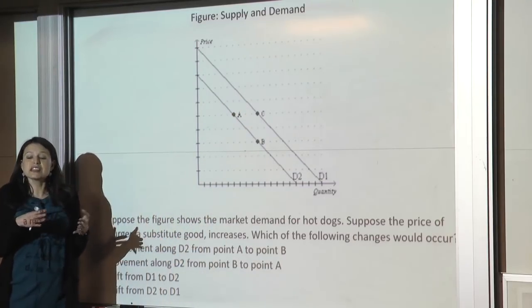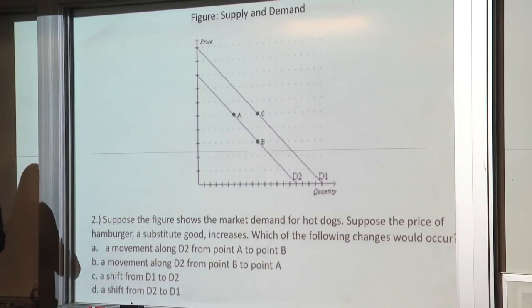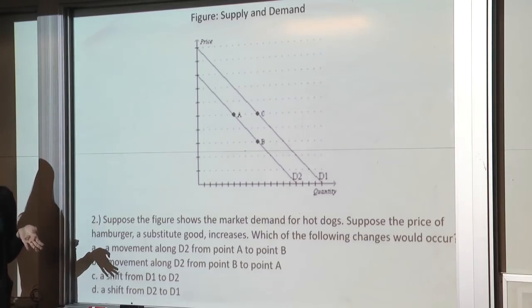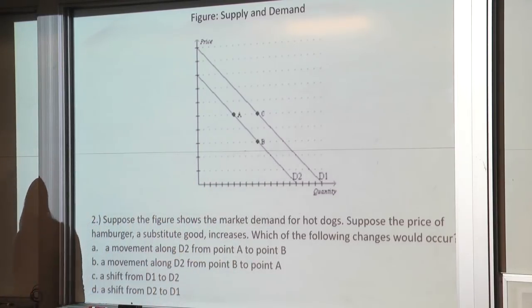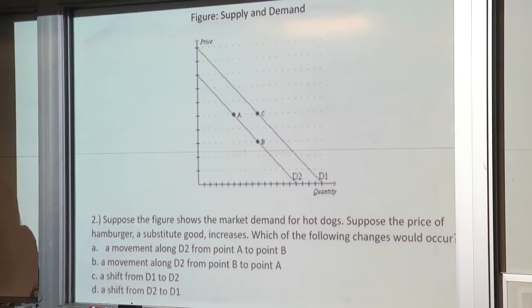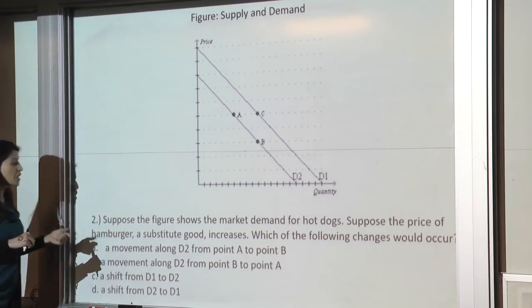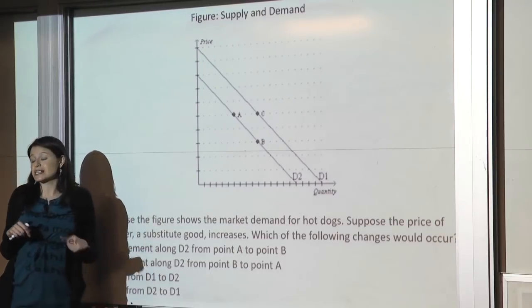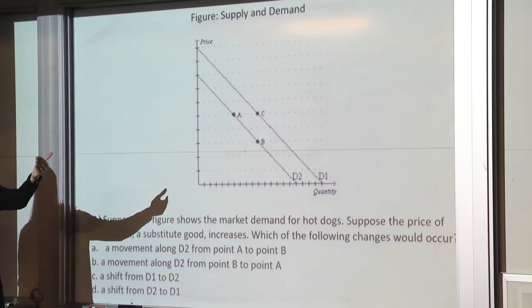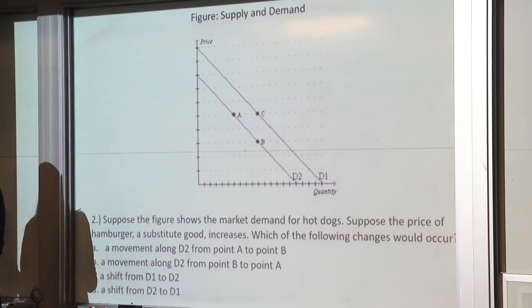So they are telling me that there is a change in something else. When the change is in something else, I usually observe shifts of the demand function. What can that something else be? It can be preferences, it can be income, it can be expectations, or it can be the price of other goods, related goods, either complements or substitutes. In this case, it's the price of a substitute good. So what happens? If the price of the hamburger increases, that means that the substitute good is more expensive. So what am I going to do with hot dogs?